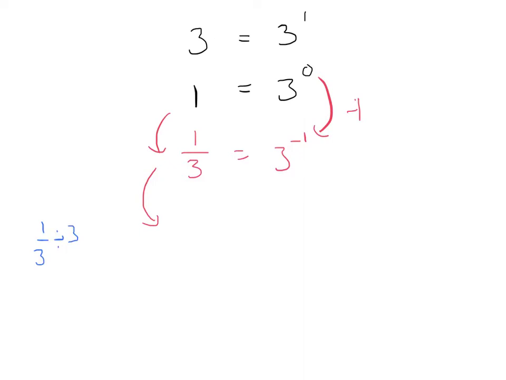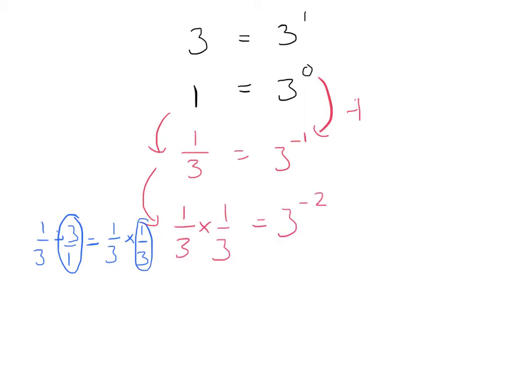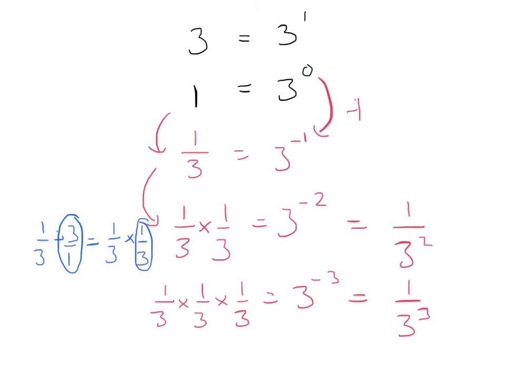well, a third divided by 3, that's the same as a third times a third. So just using basic fraction division and multiplication here, 3 is 3 over 1, so dividing by 3 over 1 is the same as multiplying by 1 over 3, so a third times a third. And a third times a third is a ninth, or 1 over 3 squared. So we've got 3 to the minus 2 is the same as 1 over 3 squared. And using the same principle, 3 to the power of minus 3 is the same as 1 over 3 to the power of 3, or it's a third times a third times a third.